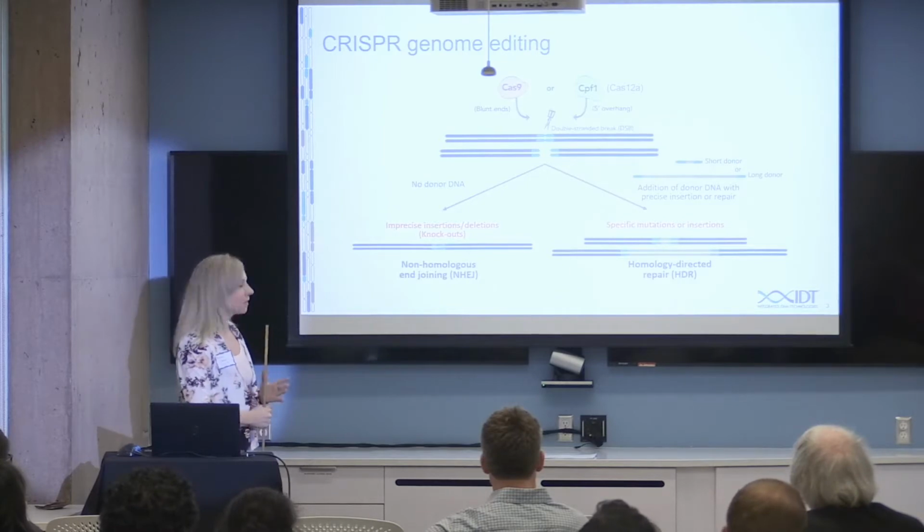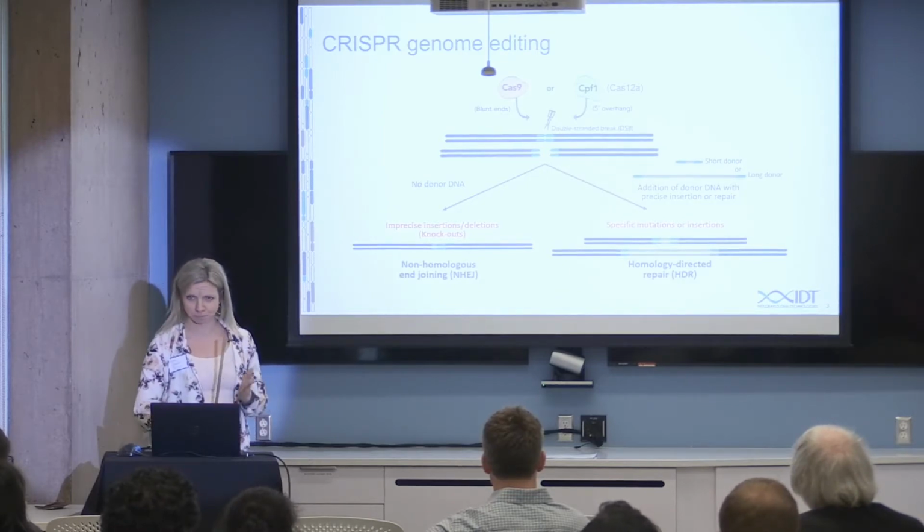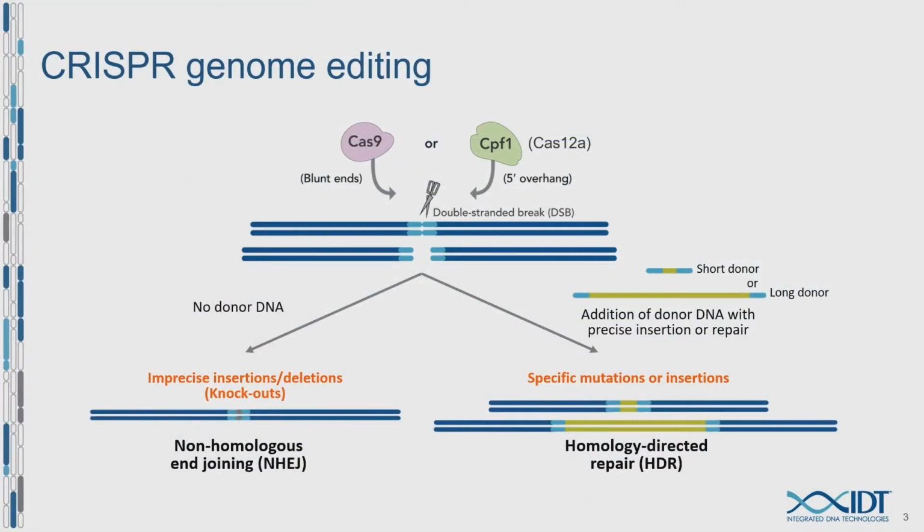Okay, so the two main CRISPR nucleases, the most dominant one first came about with Strep pyogenes Cas9.